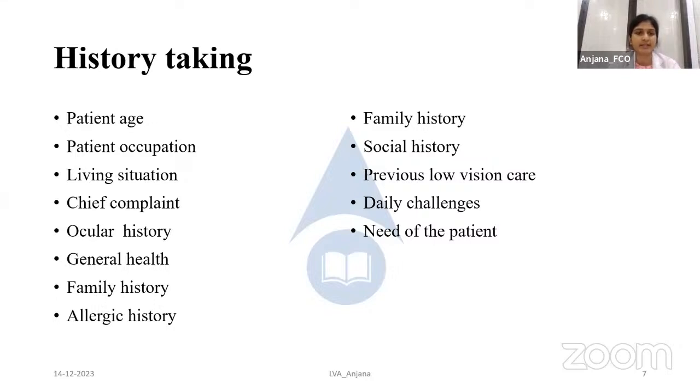Then the next step is history taking. First, ask the patient's age, occupation, living situation and chief complaint, then ocular history, general history, family history, allergic history, social history, previous low vision care, daily challenges, and needs of the patient. Personal information: the basic details such as name, age, occupation, and contact information. Then chief complaint: the primary reason the patient is seeking help, such as difficulty reading, recognizing faces, and blurring of vision. Then medical history: we have to ask the patient about existing medical conditions, such as diabetes, hypertension, previous surgeries, treatment, and family history or something else.